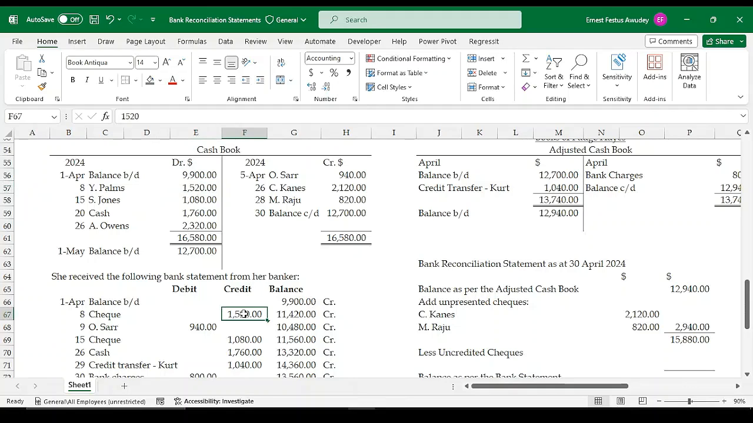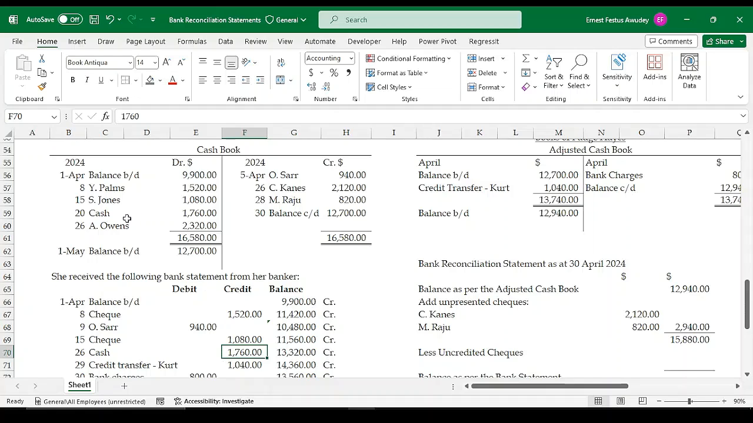We have 1520 here, referring to Y Palms. We have S Jones. We have received an amount of 1080 from S Jones. The 1080 is here as a check. That's correct. We have cash of 1760. We have this 1760 here.